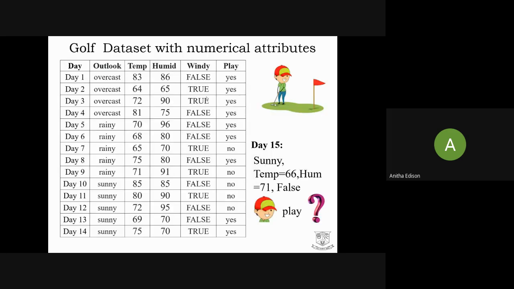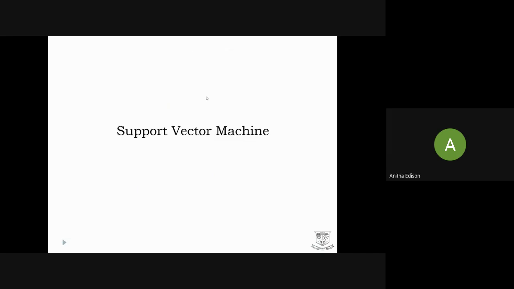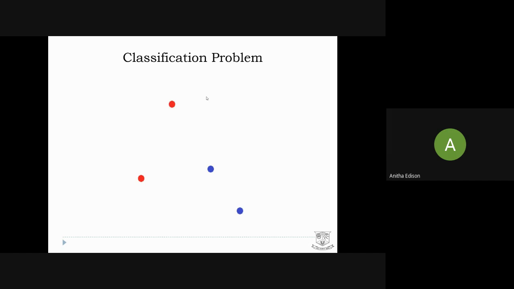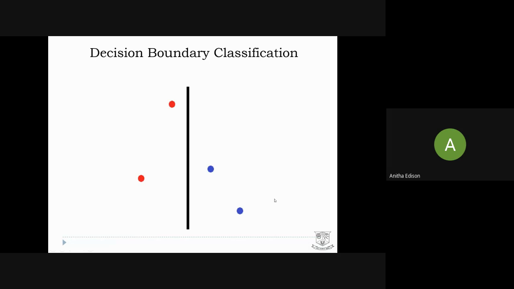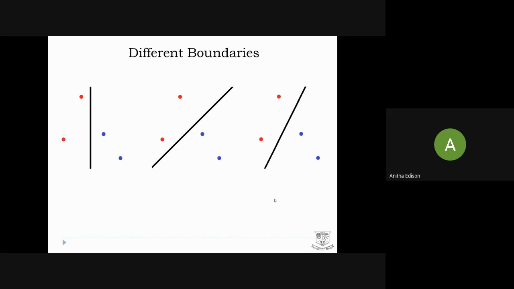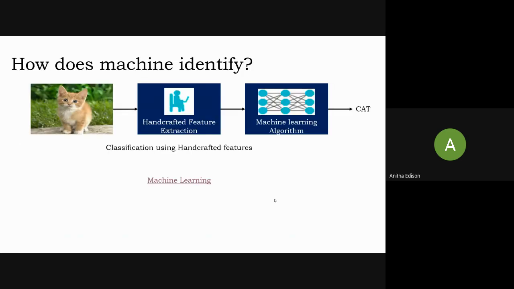I'll get 10 minutes, so I'll go on to support vector machine. The basic idea of support vector machine is similar to the earlier case. Suppose I'm having two-dimensional data of two classes, and I have plotted this two-dimensional data. Support vector machine uses decision boundaries for classification. It will find a line that separates the two classes, and I can have different types of lines that separate the two classes.